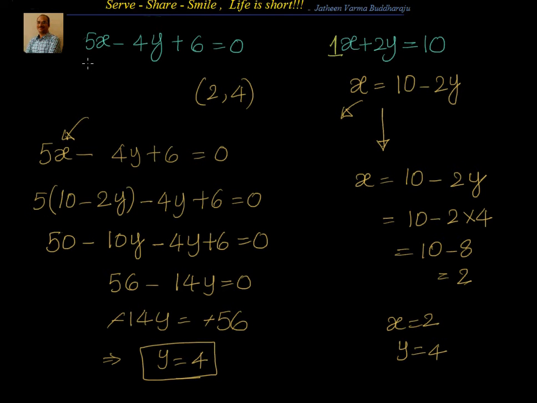Now let's cross check, verify that. So we'll do 5 into 2 minus 4 into 4 plus 6 should be equal to 0. 5 2s are 10.